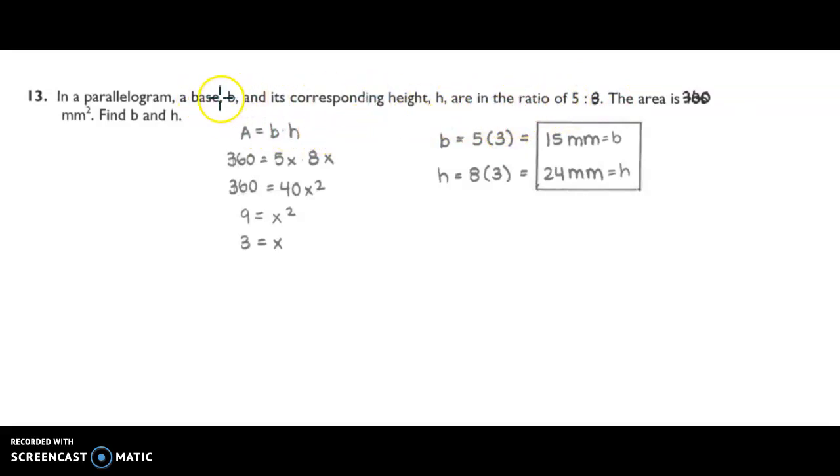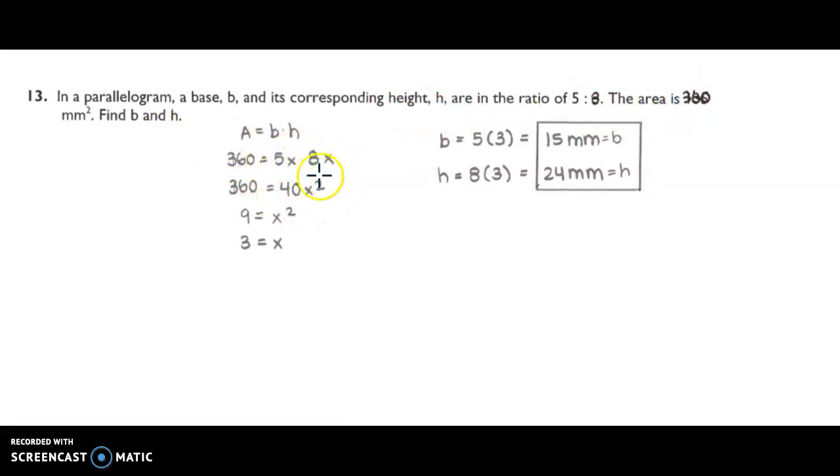So the base and the height are in a ratio of 5 to 8. We don't know exactly what those measurements are, but we just know the ratio. And so we know that this is going to be 5x times 8x. Okay, and that equals 360 in this problem because that's what the area equals.